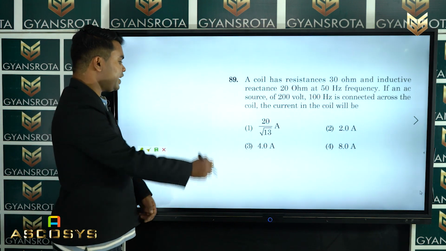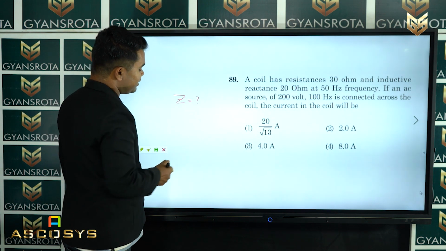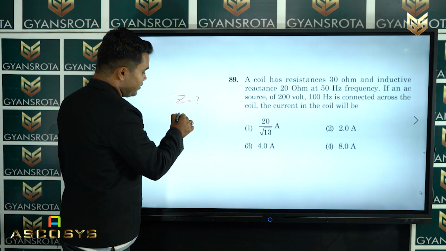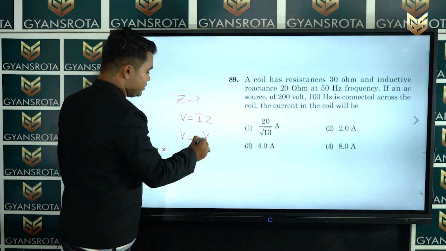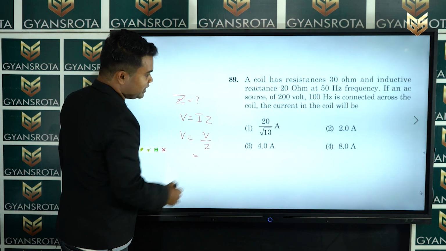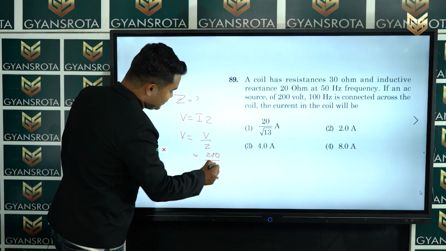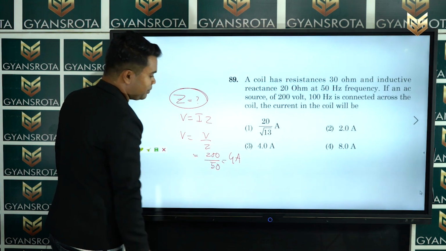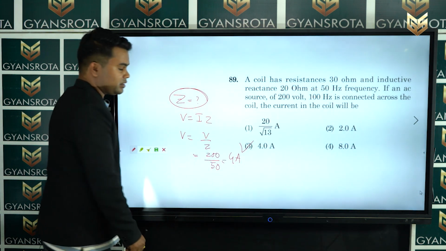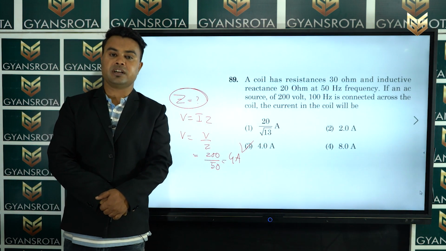For that, you need to find out the impedance at first. Once you calculate the impedance, you can directly use the formula V is equal to IZ. So, your I will be equal to V by Z, and your V is given as 200, and you will see that your Z is coming out to be 50. So, the right answer for this question is 4 ampere. Fine. Now, let us move to the next question, that is the last question, 90.